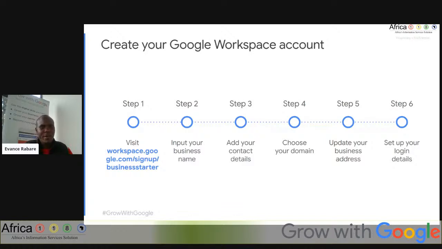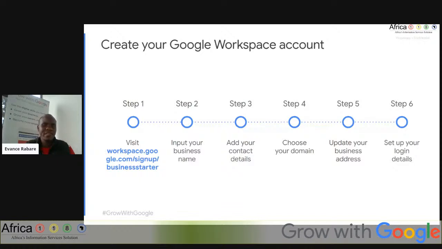Then you need to choose your domain name. So if it is Skylight, then probably it will be www.skylight.com or www.skylight.et. So you choose your domain name, then you update your business information. When you're talking about business information, we are talking about the business name, the number of employees, and even the location. Once you've done that, the sixth step, which is the final step, is you need to set up your login details. So for login details, you need to choose your username and a password.